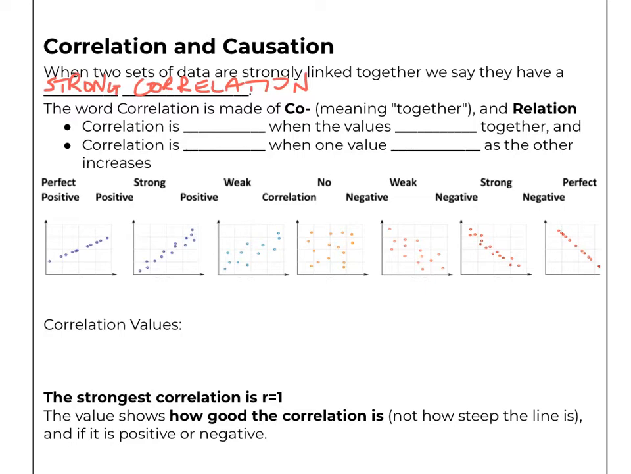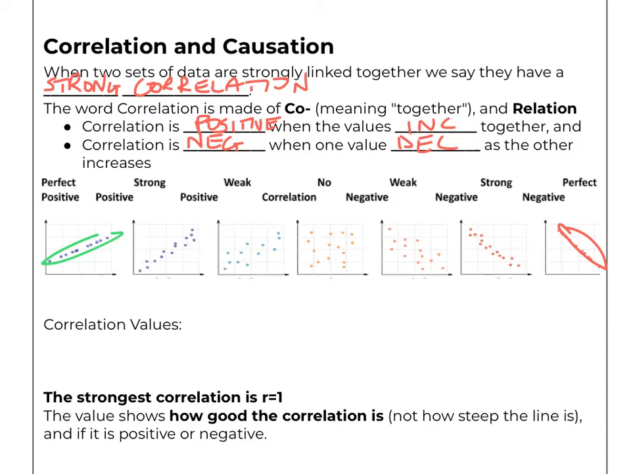So the word correlation is made of co, meaning together, and relation, indicating relationship. So correlation is positive when both values increase together. Correlation is negative when one value decreases as the other increases. So the formatting got a little wonky here, but we would say this first one is a perfect positive, and this last one is a perfect negative. They're in exactly a line.